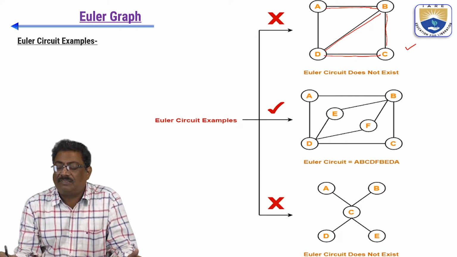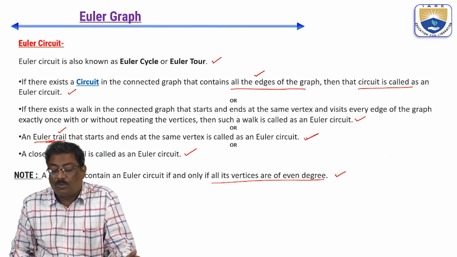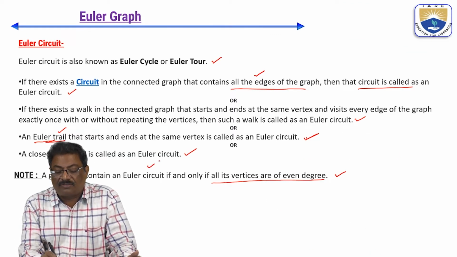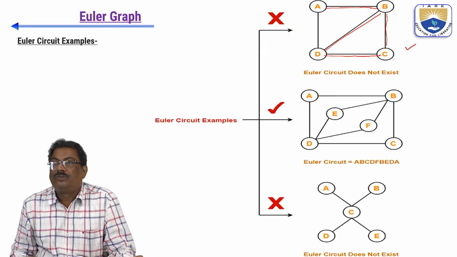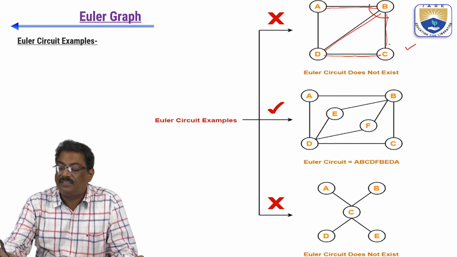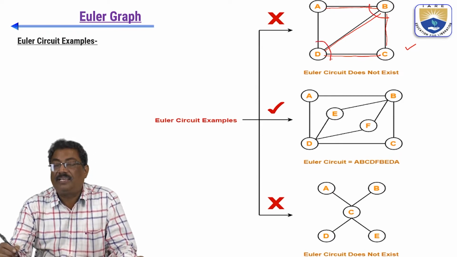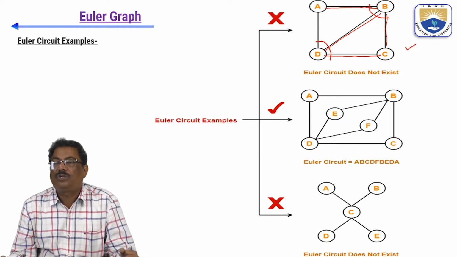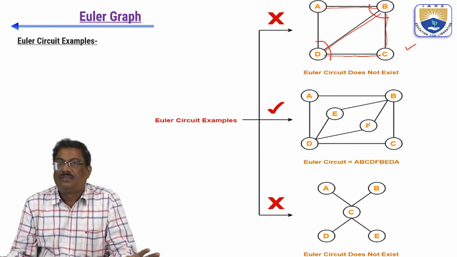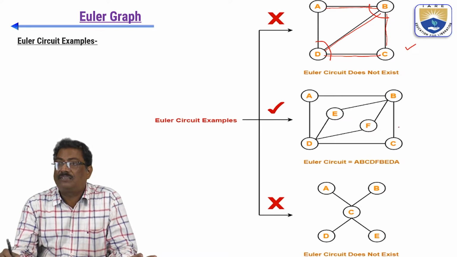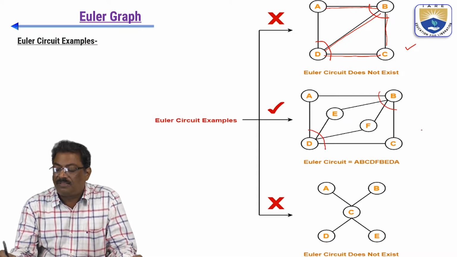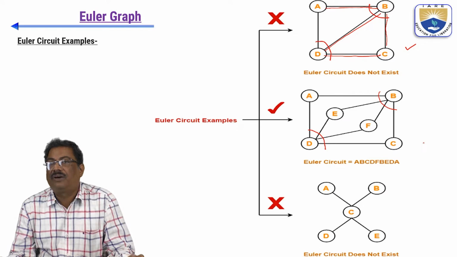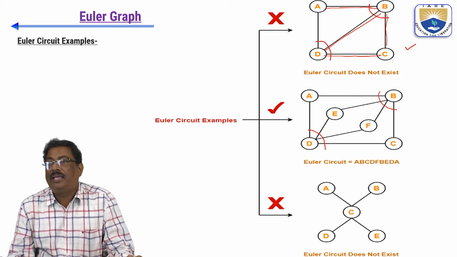A graph will contain a Euler circuit if and only if all the vertices are of even degree. Here, this vertex has degree 3 and this vertex has degree 3, which is not even, so a Euler circuit is not possible. Now the other one: if I consider this, all the vertices have even degree. This is 4 and this is 4 and the remaining are all 2, which is even. So we can get a Euler circuit.